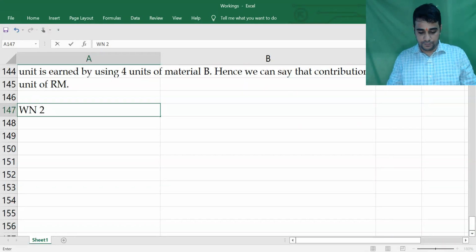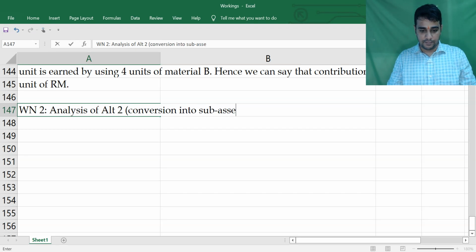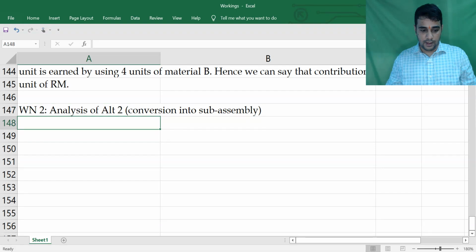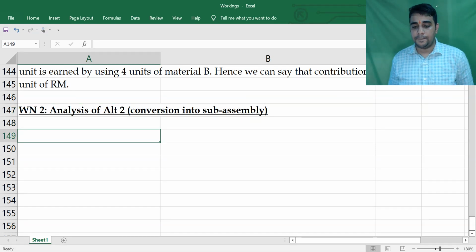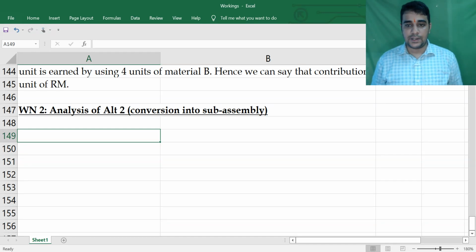Working note 2, analysis of alternative 2, conversion into sub-assembly.